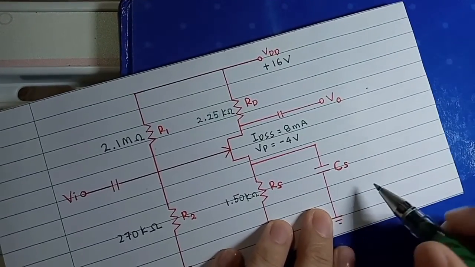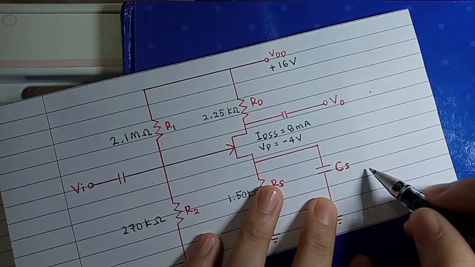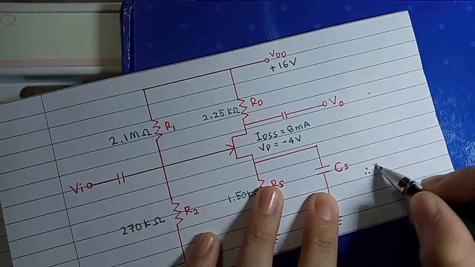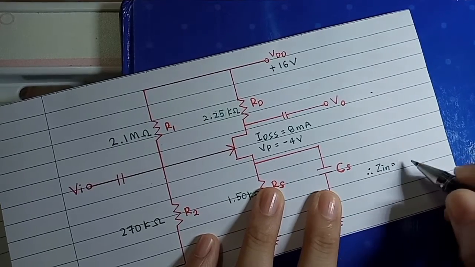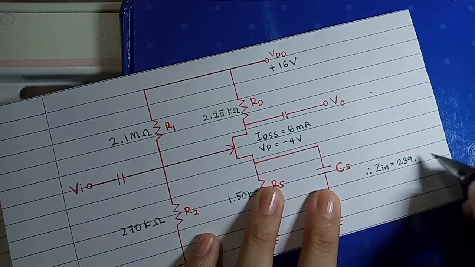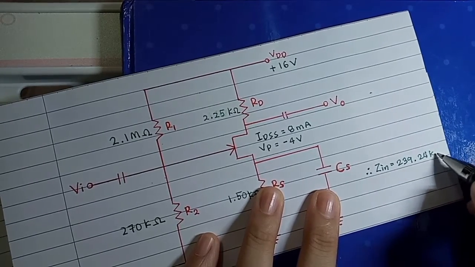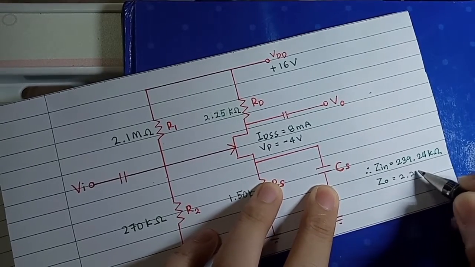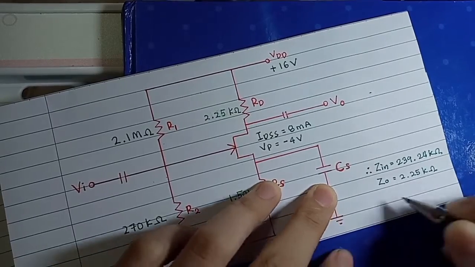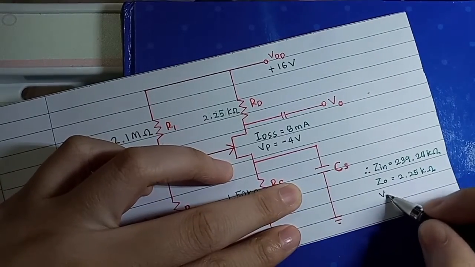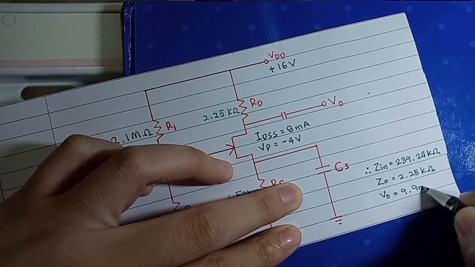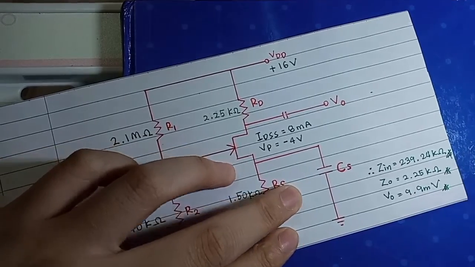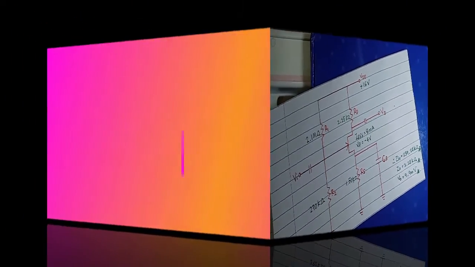So we have got the values. Therefore, Zin equals 239.24 kilo ohm, Zout equals 2.25 kilo ohm, and VO equals 9.9 millivolt. So this is the answer for this question. Thank you.